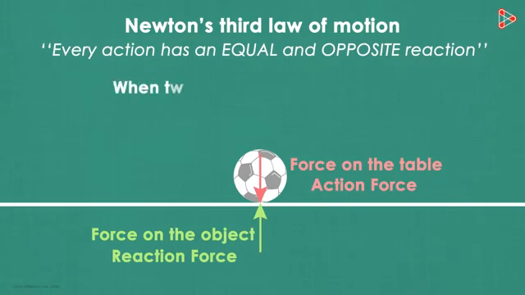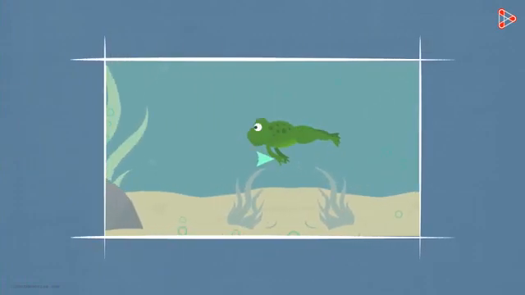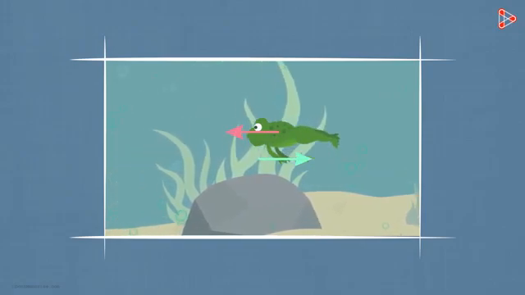It means that when two objects interact, there is a force on each object. The magnitude of force on the first object equals the magnitude of force on the second one. And what about the direction? The direction of force on the first object is opposite to the direction of force on the second one. Let's talk about more examples. While a frog is swimming, it pushes the water back and the water pushes its body forward.